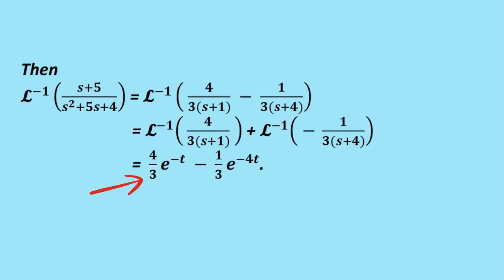And now this one here, the 4/3 can come out the front, it's just a constant, and we now look up the tables to see that the inverse Laplace transform of 1 on s plus 1 is e to the minus t. And with this one here, we take out negative 1/3. It's a constant, and the inverse Laplace transform of 1 on s plus 4 is e to the negative 4t. And that gives us our solution.